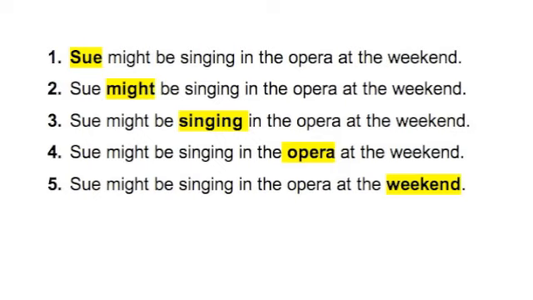Next one. Sue might be singing in the opera at the weekend. Sue might be singing in the opera at the weekend. Might was the slowest word there, wasn't it? It's clear for the listener to understand the important information.